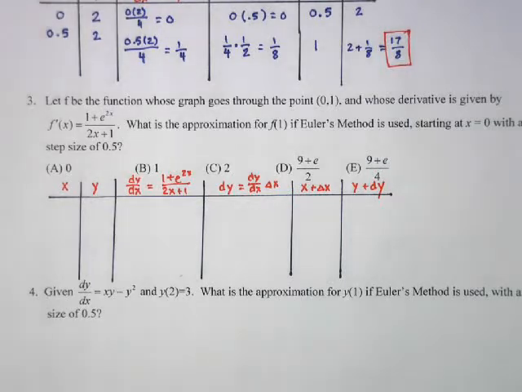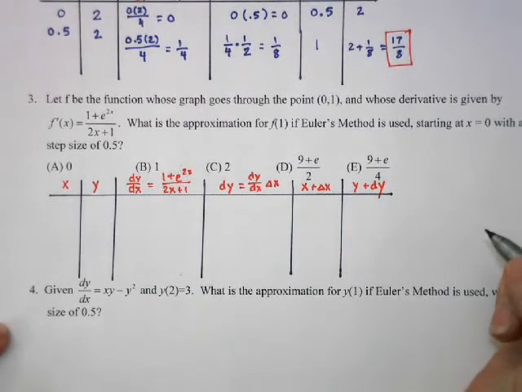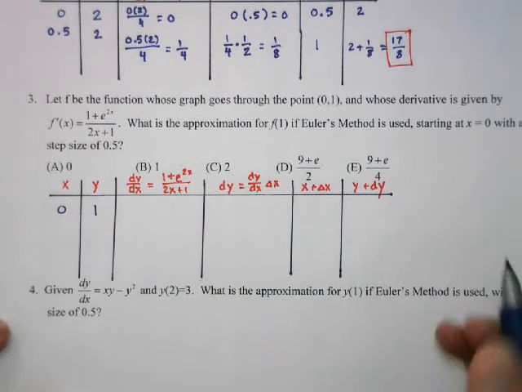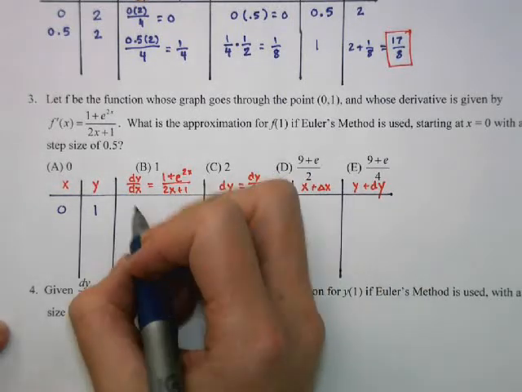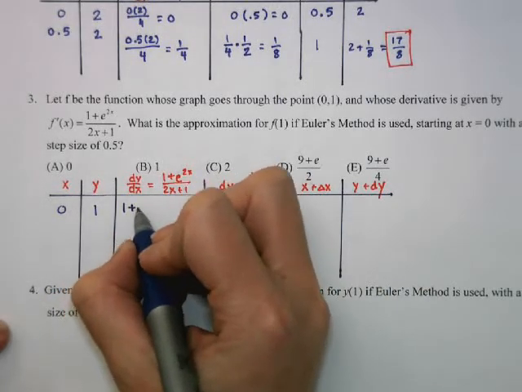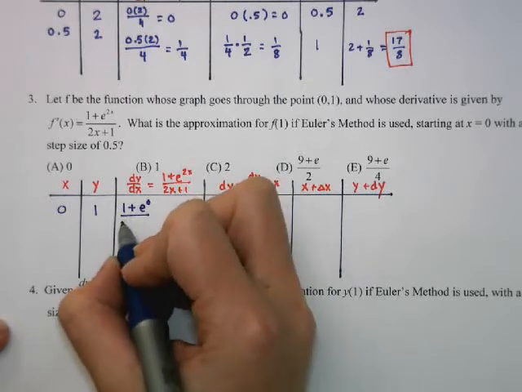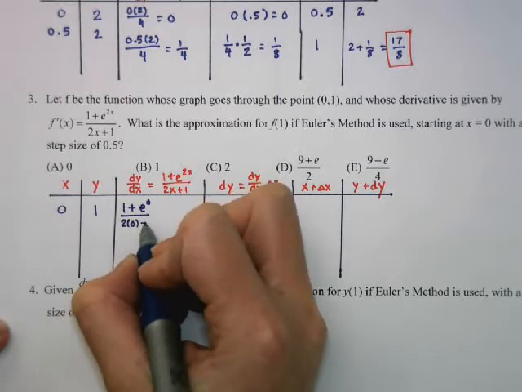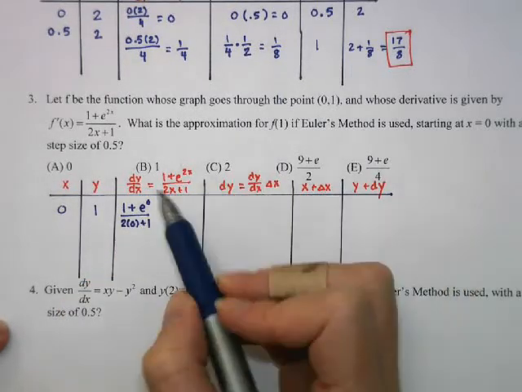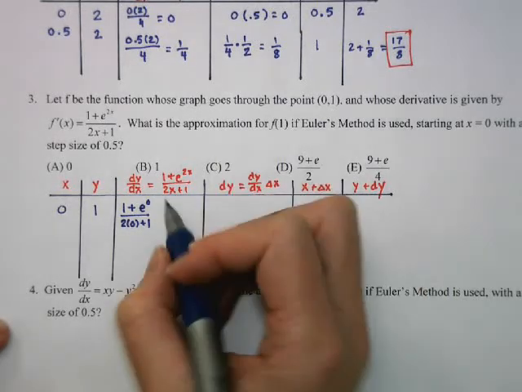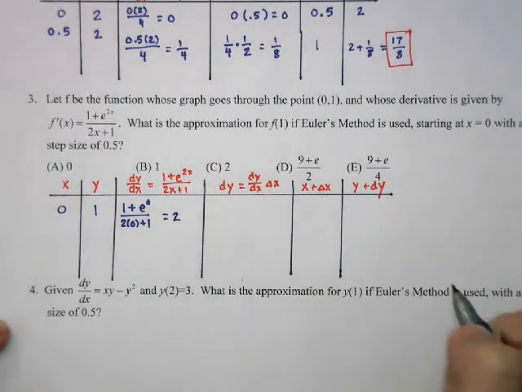Okay, and again, there are different ways to organize this information, and you can use the tangent lines. If you look at other people do Euler's method, you're going to see different things. The result, however, will still be the same. So I'm going to have 0, 1, and we'll plug this into our differential equation. So we're going to have (1 plus e to the 0) over (2 times 0 plus 1). Okay, so we're going to have (1 plus 1) over 1, so that's going to give me 2.